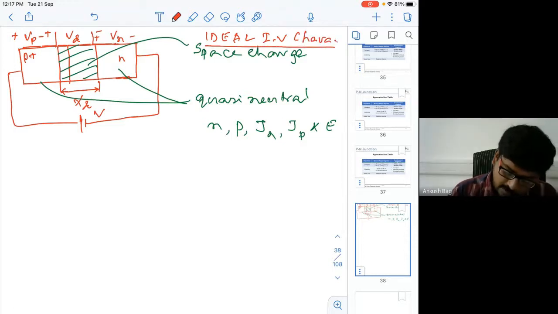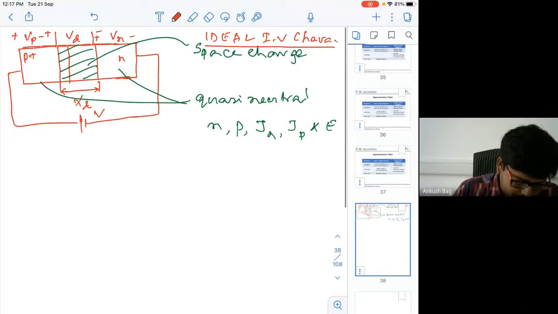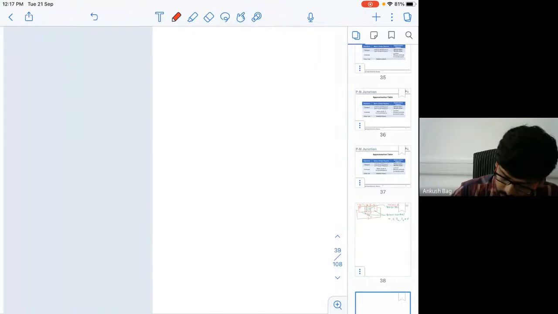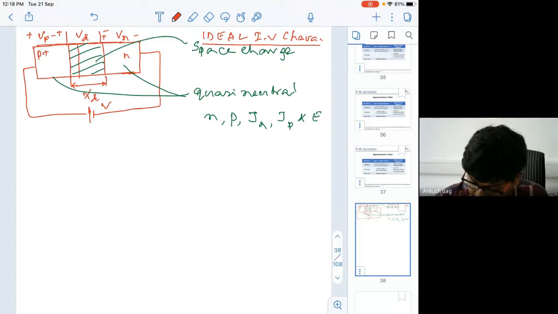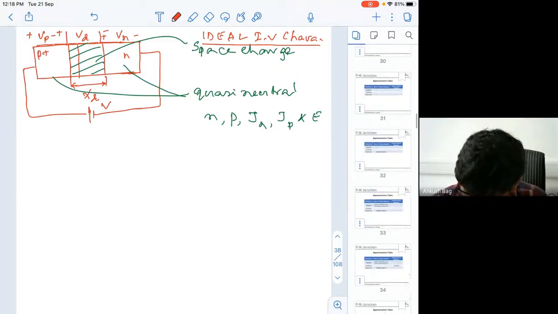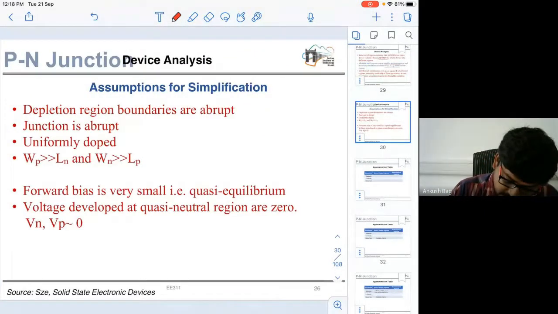Because after explaining all these concepts, next we will see what are the non-idealities present in this device, that is, the actual device characteristics or PN junction diode characteristics. So for these ideal IV characteristics, we need to consider a few assumptions. I have already mentioned them here, so I will not write them once again. These are the assumptions for simplification of our mathematical derivation of this PN junction.